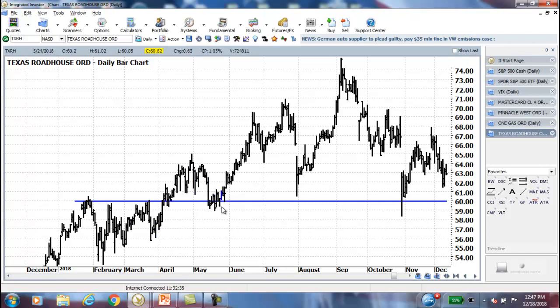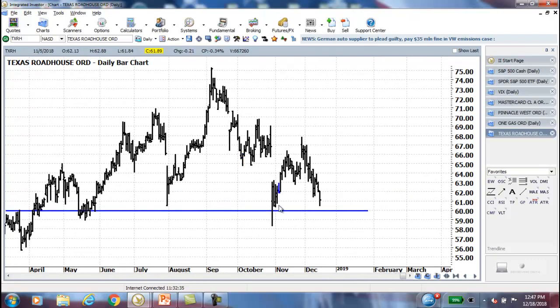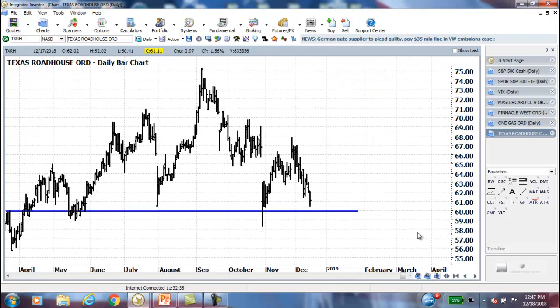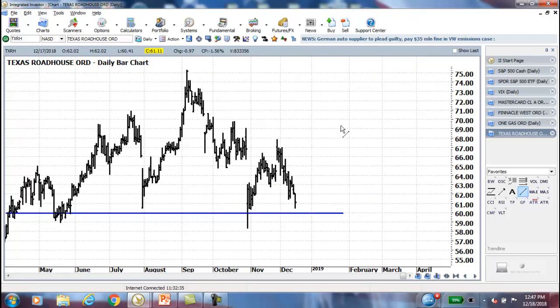Then it acted as support back in May. Very classic. Tested it again at the end of July. Tested it again at the end of October. And now we're back down here. And we have an amazing pattern of lower highs.